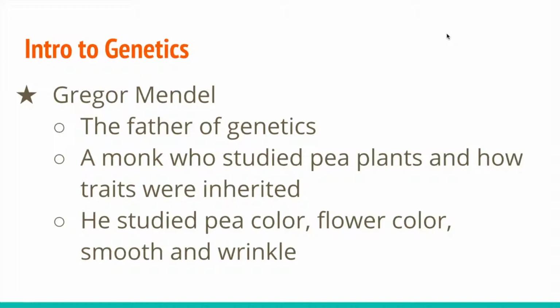To start off, we're going to talk about someone, Gregor Mendel. He is known as the father of genetics, and he was a monk who studied pea plants and how traits were inherited. He studied pea color, flowering, and if the peas were smooth or wrinkly. Go ahead and pause if you need to, and then restart when you're ready.